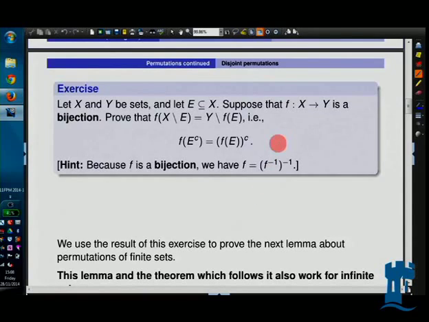So here's an exercise for you. It actually turns up on one of the question sheets as well, pretty much, in disguise. The trick for this exercise is that because f is a bijection, f is the inverse of its inverse. And that means that f of a set is equal to f to the minus 1 to the minus 1 of that set.